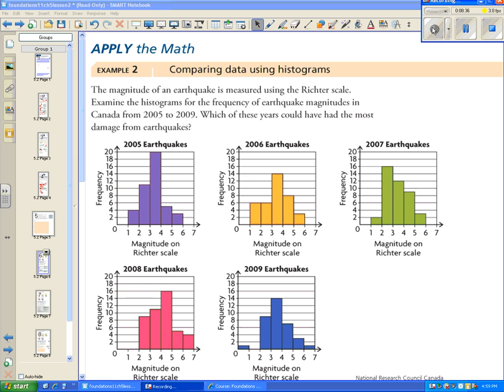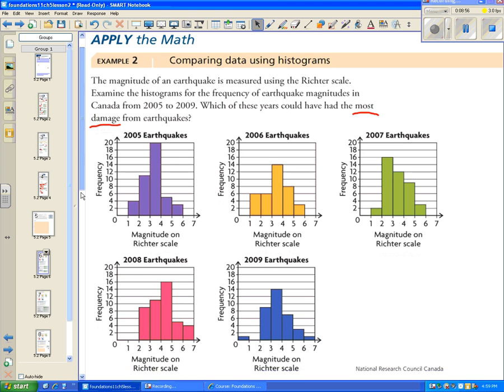If you look at example 2 on page 218, it says, the magnitude of an earthquake is measured using the Richter scale. Examine the histograms for the frequency of earthquake magnitudes in Canada from 2005 to 2009. Which of these years could have had the most damage from earthquakes? So we need to understand a little bit about the Richter scale.